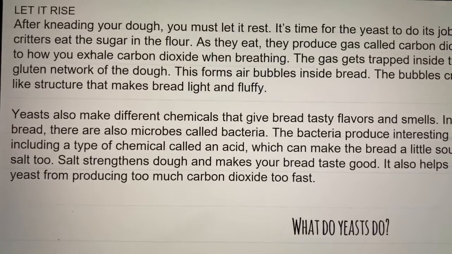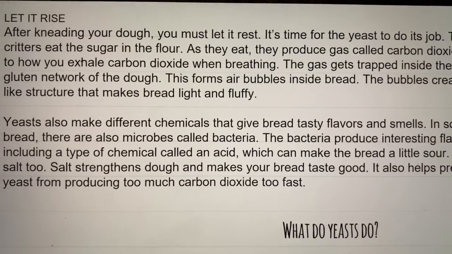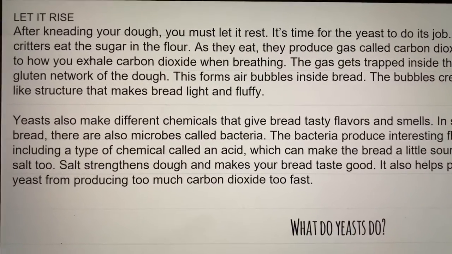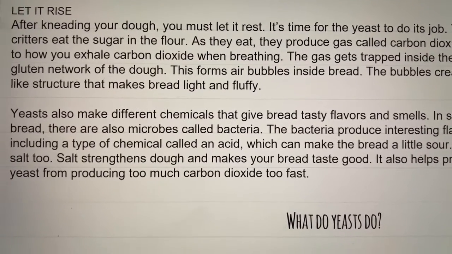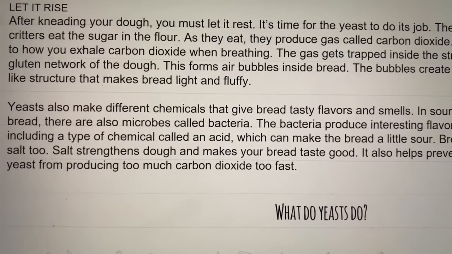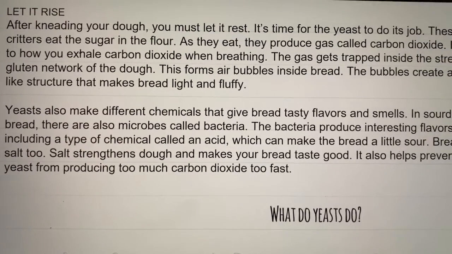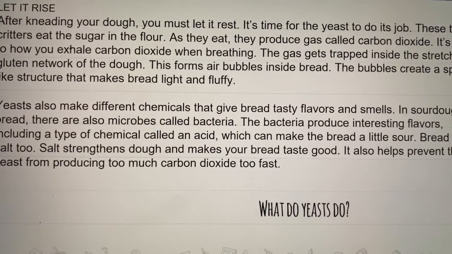So you might think or have heard of bacteria as something bad, but not all bacteria is bad. There are good bacteria and there are unhealthy bacteria, but these bacteria are helping make your bread.